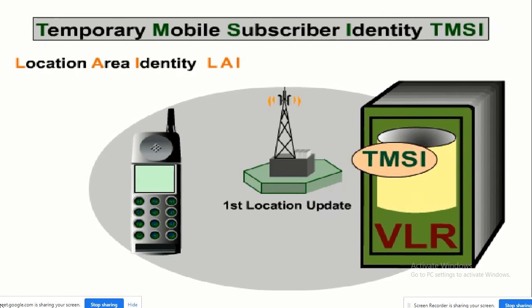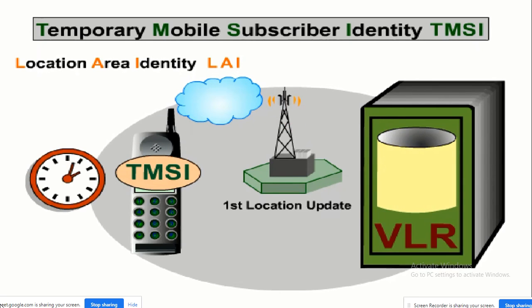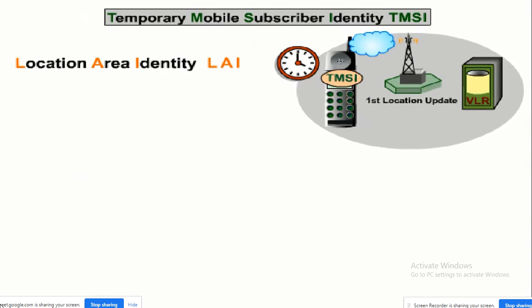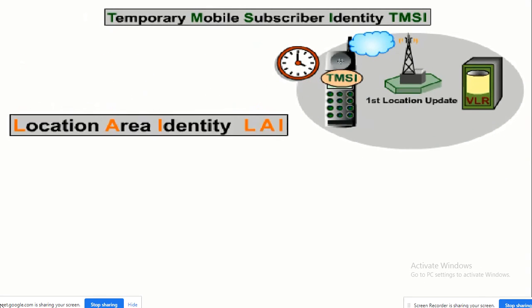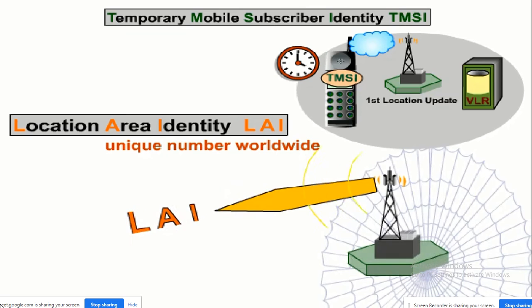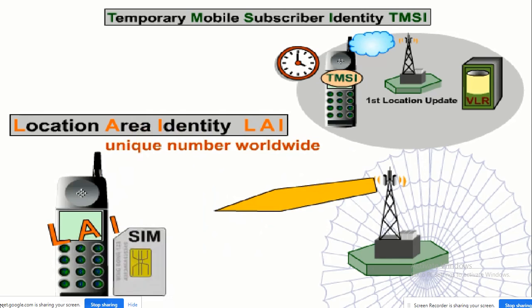Instead, the TMSI is transmitted via the air interface. This is the temporary identity of the mobile radio user. It's a sign for the mobile's presence within the location area. The Location Area Identity, LAI, is a unique number worldwide. The network sends it via the control channels of the air interface to the mobile station, so the mobile station recognizes its current position and can store it on the SIM card.